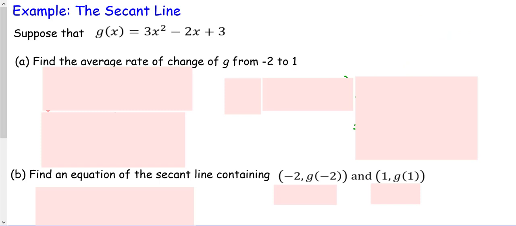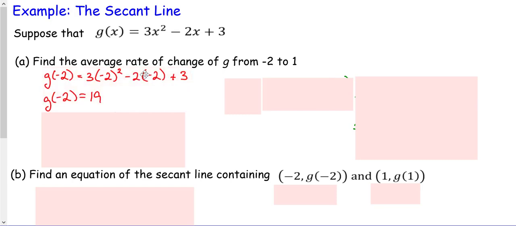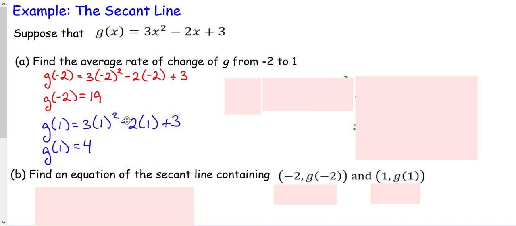So let's look at an example of this. Suppose that g of x equals 3x squared minus 2x plus 3. For a, we want to find the average rate of change of g from -2 to 1. In this case, we were not given a graph, so we have to solve g of -2 by plugging -2 into our function for x, until we get g of negative 2 equals 19. We need to do the same thing for g of 1. We plug in 1 where our x's are in our function.